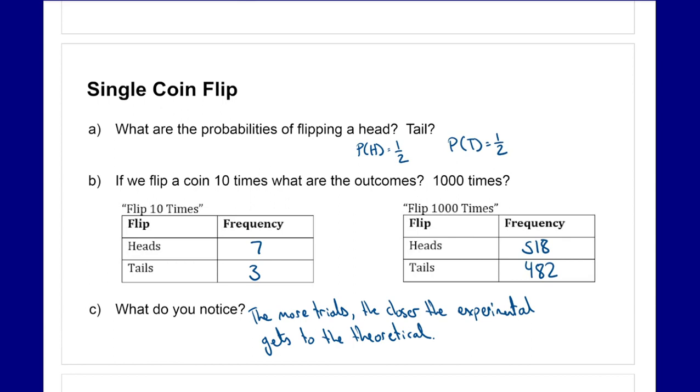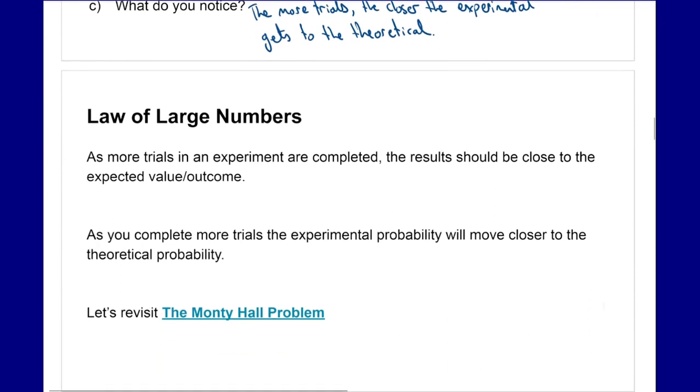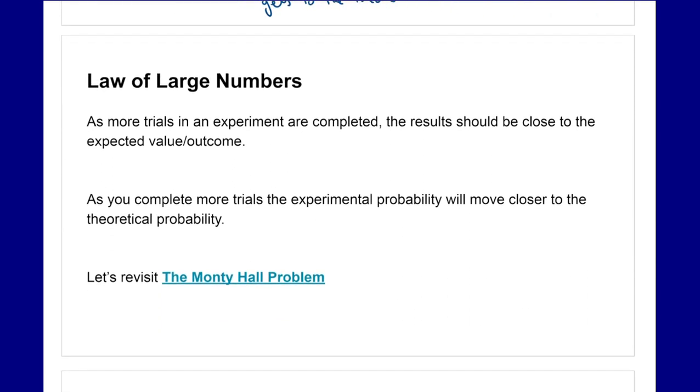But the idea is that the more trials we run, in this case 1,000, if we did it more to 1,000,000 times flipping a coin, the more and more trials we do, the closer the experimental will get to the theoretical. So we'll get closer to what should happen. And that's what's called the law of large numbers. So the law of large numbers is basically just stating that as more trials in an experiment are completed, the results should be close to the expected value or outcome, that theoretical. So the more trials that you complete, the experimental probability will change and get closer to the theoretical probability.